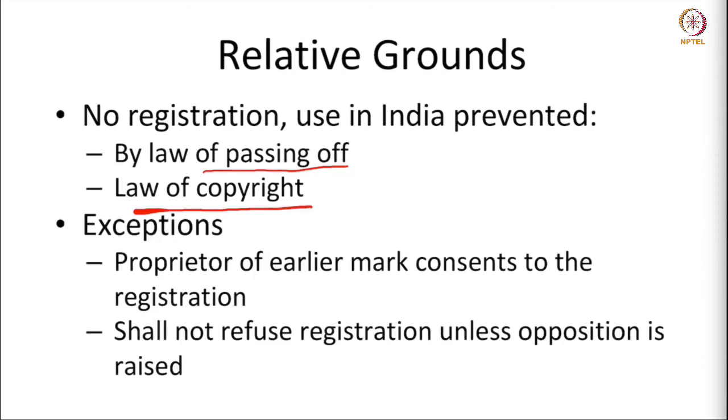Now there are some exceptions. A proprietor of an earlier mark consents to the registration. So in such cases where the proprietor of the earlier mark gives his consent, you could still have a registration. Refusal of registration shall not be done unless an opposition is raised. So there has to be an opposition to the grant of a mark, and only then the mark would be refused. In the normal course, the mark will get granted, but refusal of registration under the relative grounds has to be done by an opponent. An opponent has to raise these grounds.